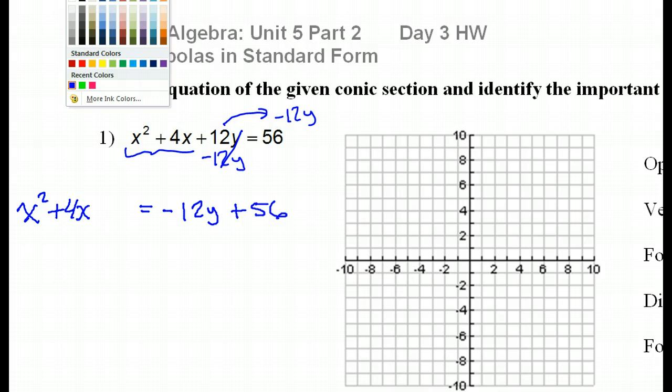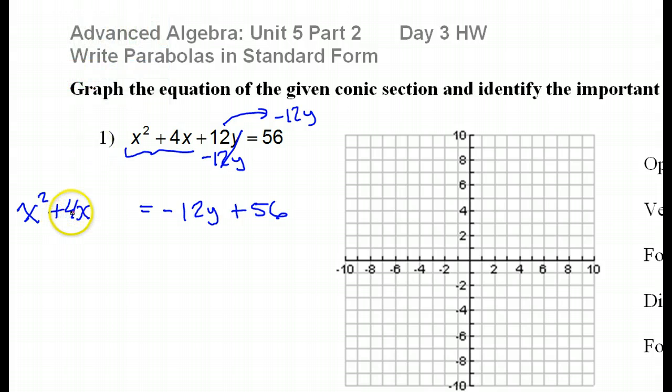Okay, so it's time to complete the square. Half of the middle, squared. So half of this is 2. 2 squared is 4. So I have to add a 4. Of course, anything I add to the left, I'll have to add it also to the right. So make sure you do that.